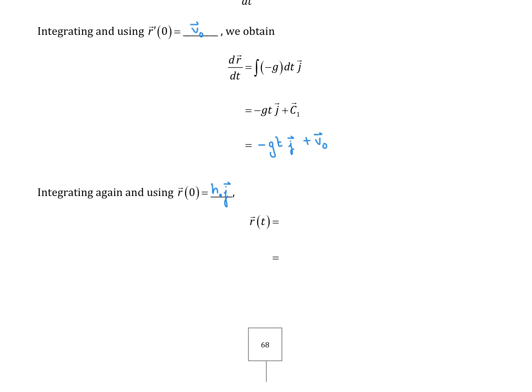So if we integrate yet again, the integral of negative gt will be negative 1/2 g t squared. v naught is constant, so that'll be v naught t plus our constant, we'll call it c2. And again, if we let t equal 0, this term will disappear, this term will disappear, and we're left with c2. So c2 is just h naught j.